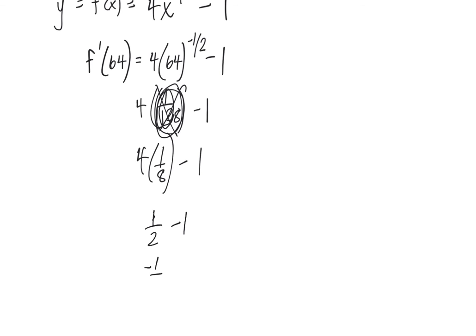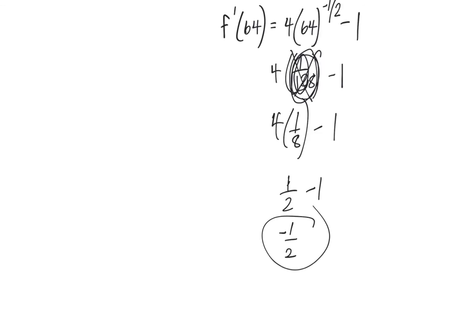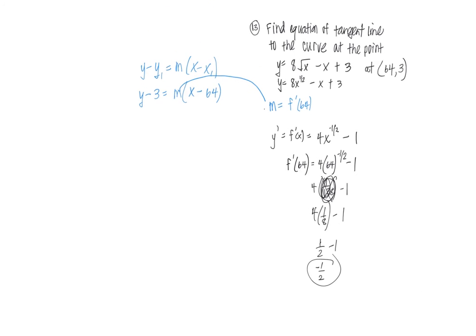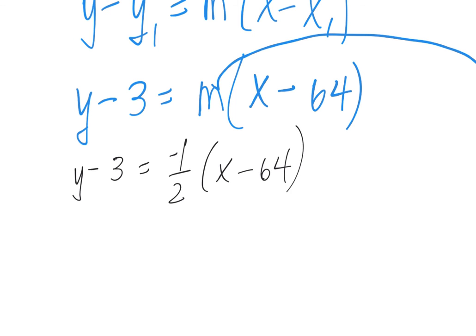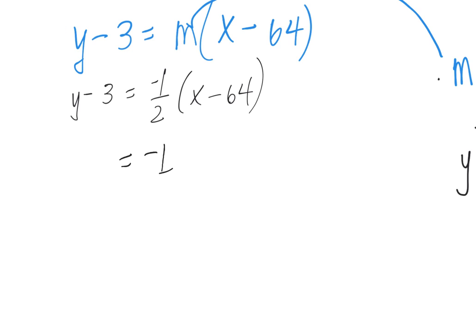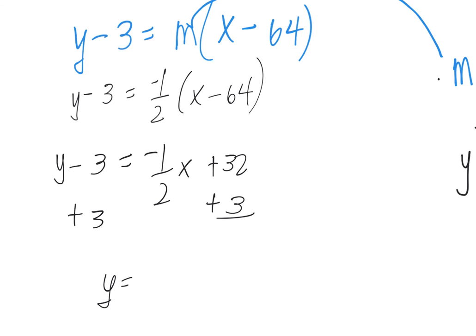1/2 minus 1 is negative 1/2. So I'm going to take that figure and go over here. Negative 1/2 times x minus 64. And we get negative 1/2 x. Negative 1/2 times negative 64 is positive 32. And now I'm just going to add 3 to both sides to get y equals negative 1/2 x plus 35.